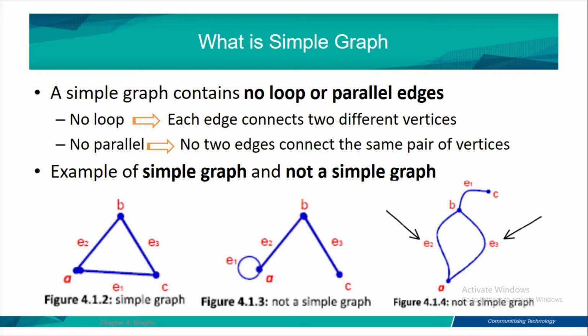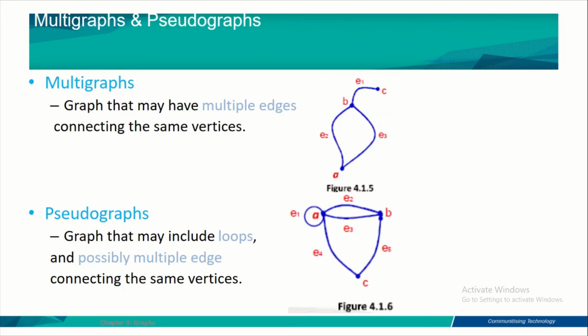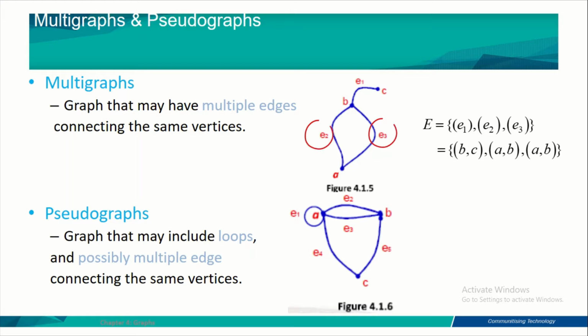Next is the multigraph. A multigraph may have multiple edges connecting the same vertices. You can see in figure 4.1.5, the vertices A and B are connected with the edges E2 and E3. So they are connected with the same vertices. This means that there are multiple edges.